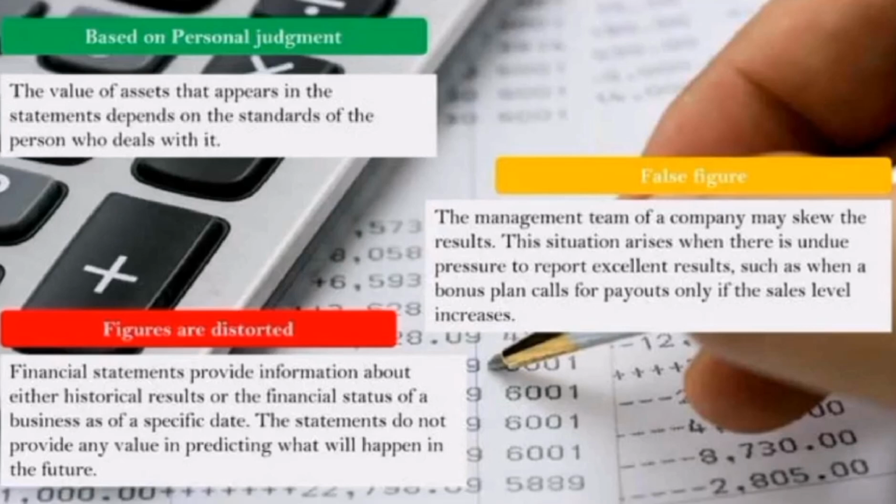False figure. The management team of a company may skew the results. This situation arises when there is undue pressure to report excellent results, such as when a bonus plan calls for payouts only if the sales level increases. Figures are distorted. Financial statements provide information about either historical results or the financial status of a business at a specific date. These statements do not provide any value in predicting what will happen in the future.